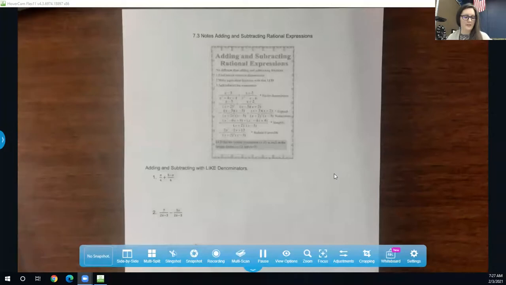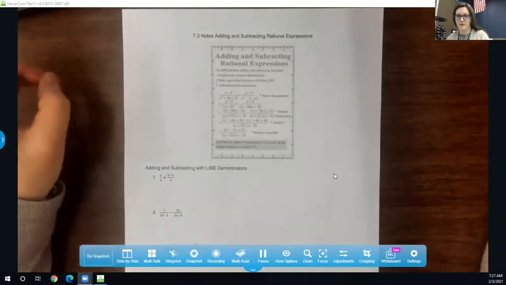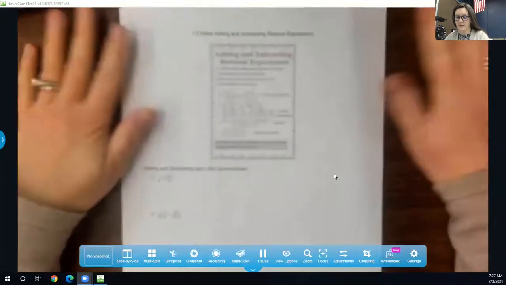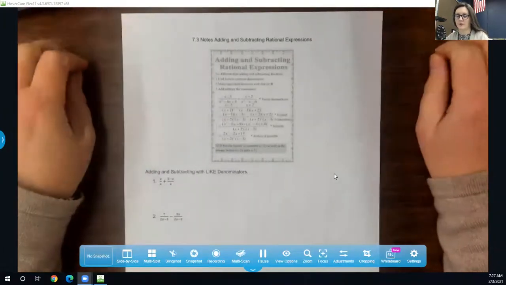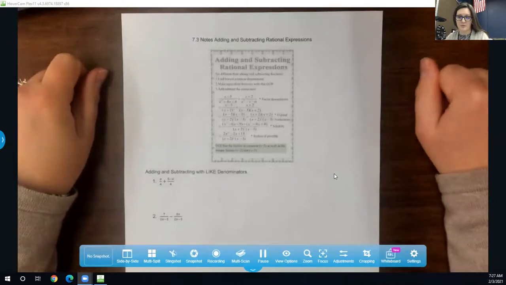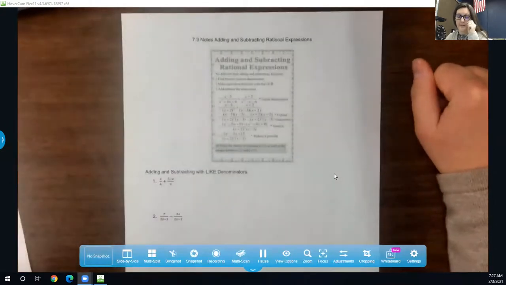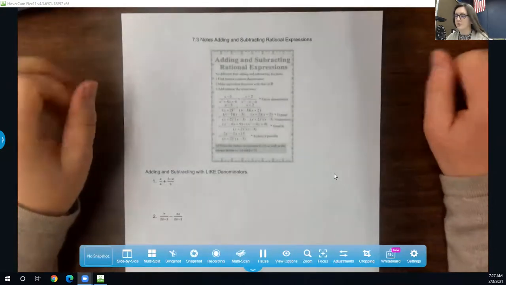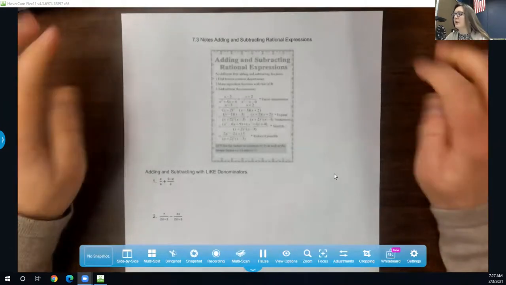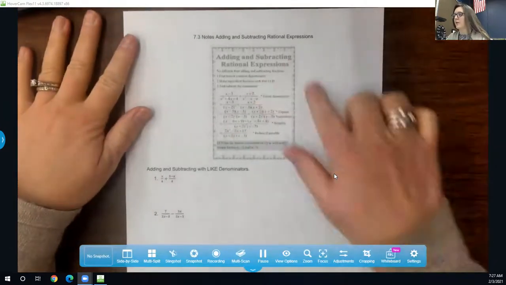All right, for our last section before the end of the 6 weeks for rational expressions, we're going to be talking about adding and subtracting. So you probably noticed some of the questions from the multiplying and dividing homework that had to do with adding and subtracting. We're going to talk about that today. So key notes are here.